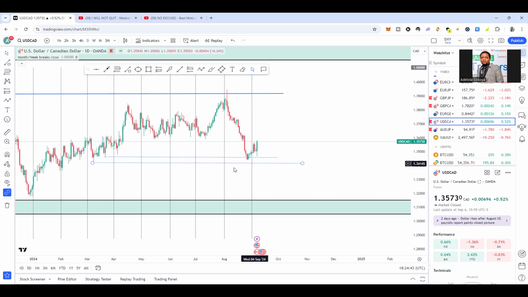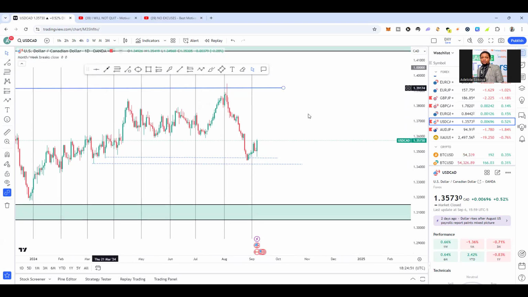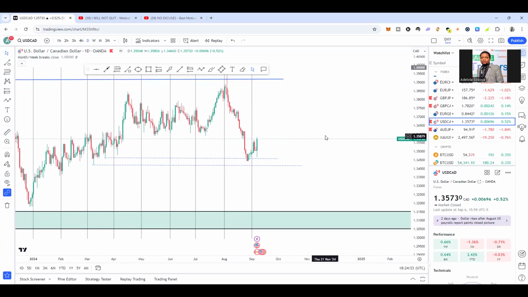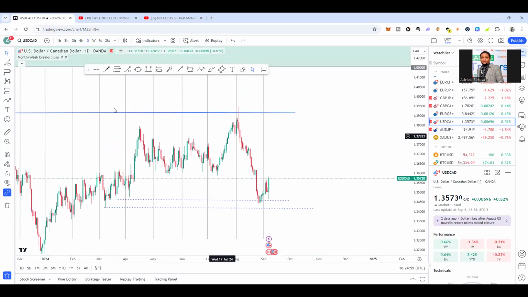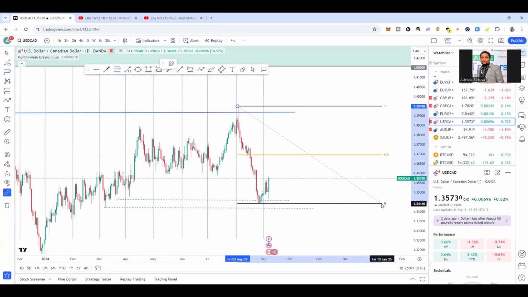So for USD CAD, you can see we already have our structural liquidity taken out. So price is pushing on the daily time frame. What you want to do for this is look for a buying opportunity. I'm expecting price to pull back. Like I said, I'm not in this trade, because I've been in a lot of trades the past couple of weeks. So I'm expecting price to do this, and then we continue to the upside to this zone.